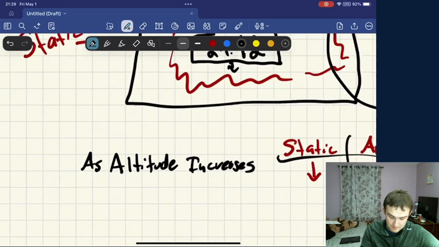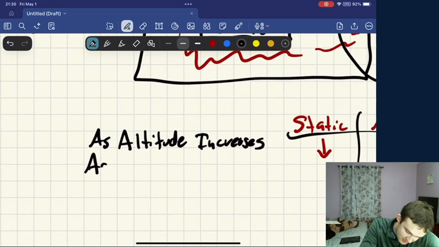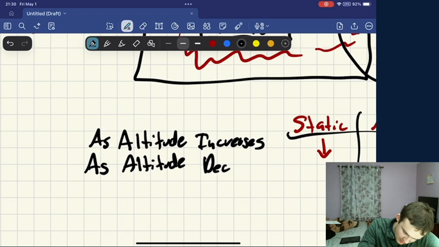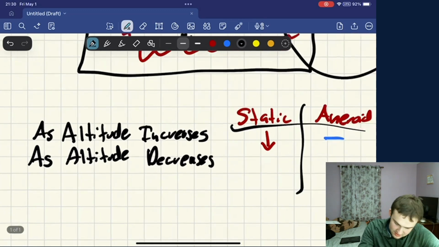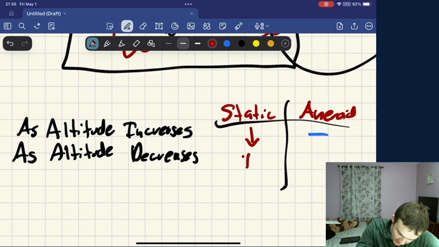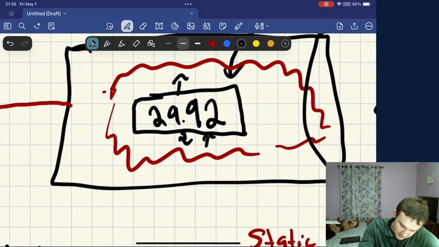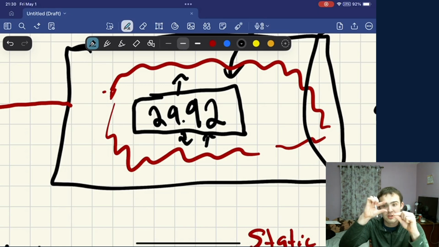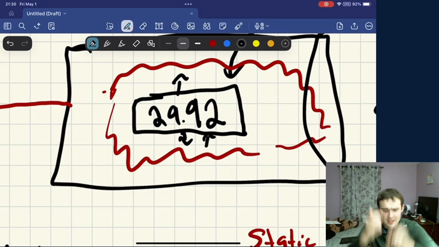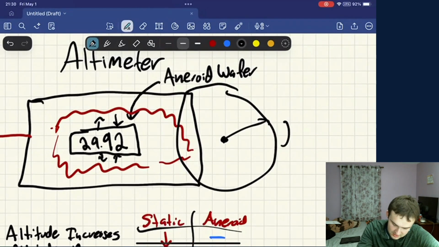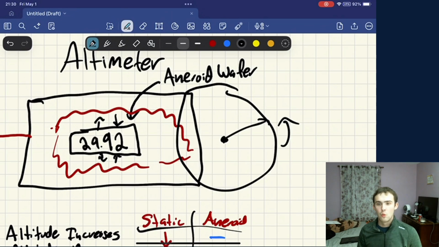And vice versa. As our altitude decreases, static pressure is going to increase, the aneroid pressure is going to stay the same, and it's going to cause the pressure on the outside to get closer to that 29.92. It's going to push and squeeze that aneroid wafer in, causing it to contract, which is then going to show us to be descending. Now you all might be asking, great, 29.92, what if we have non-standard pressure?